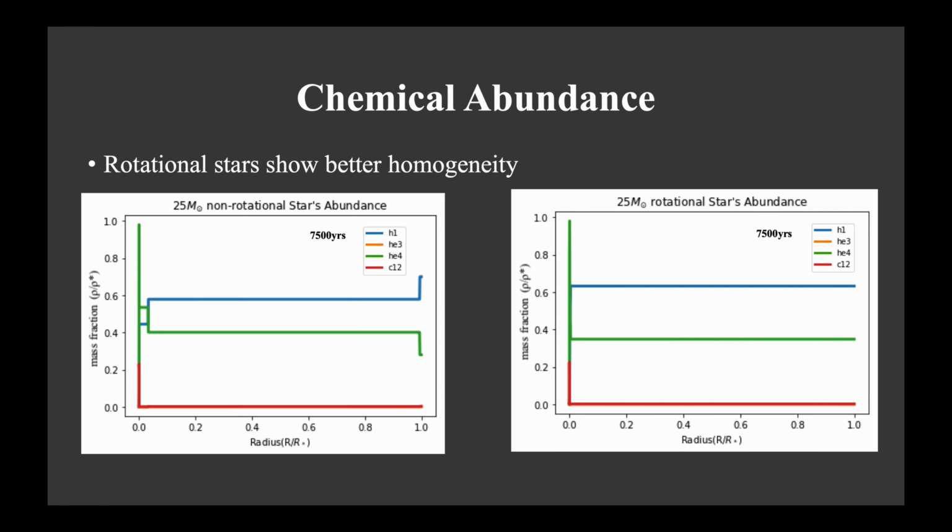The result of my model suggests that the rotation leads to a better convective mixing. The figures here show the chemical abundance of a rotational and non-rotational star. The x-axis means the star radius, 0 represents the deepest inside of the star. The y-axis means the amount of chemical elements, and the lines with different colors represent different chemical elements. We can observe that rotational stars at the right-hand side show better chemical homogeneity, which means the chemical elements inside the stars are mixed more sufficiently and could contribute to the formation of the iron core.